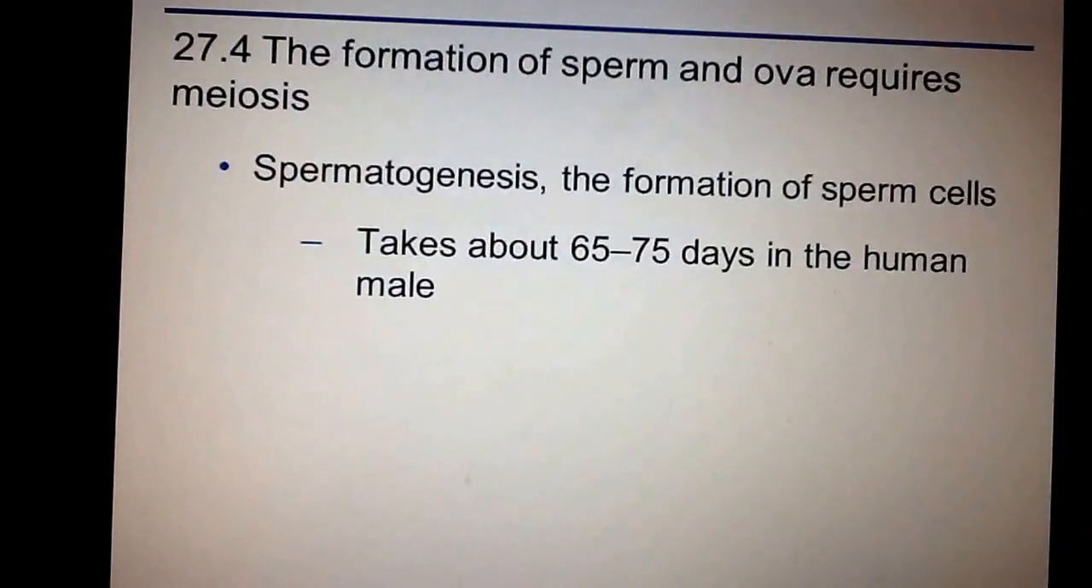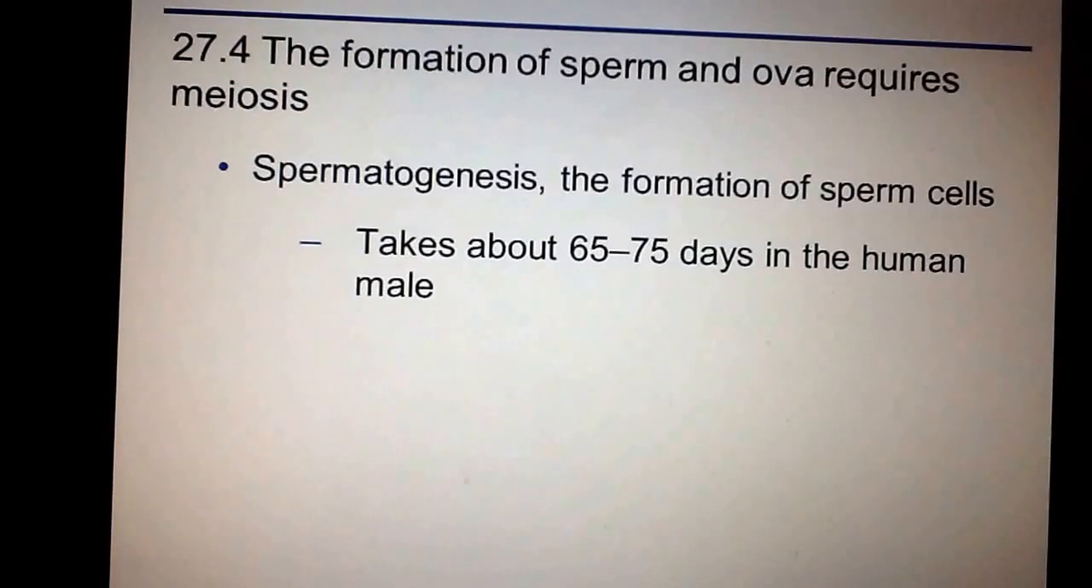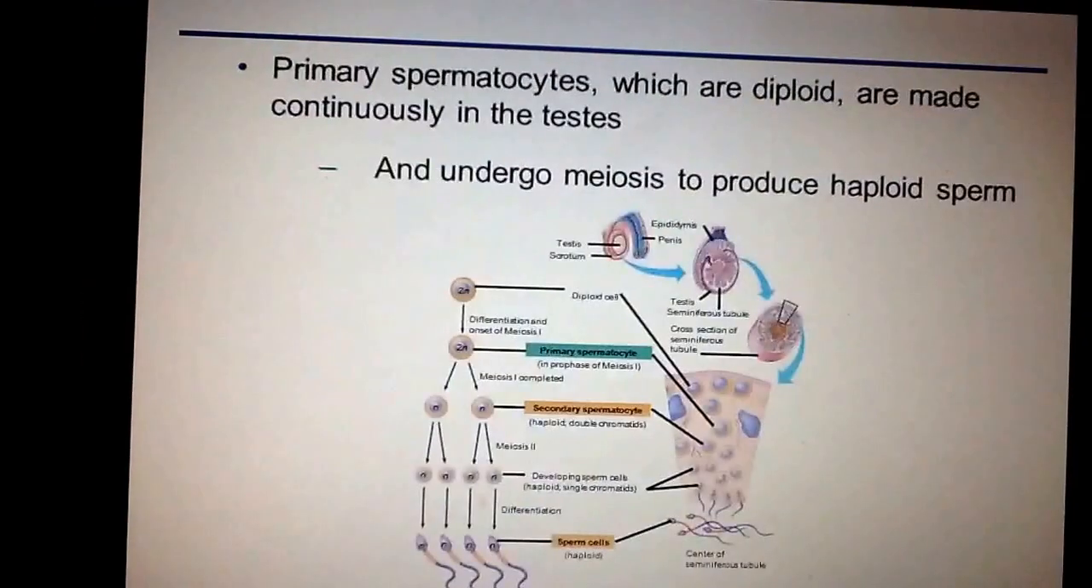Now, when we're looking at the formation of sperm and the ova or eggs, it requires meiosis, so that the cell division that goes through 2 divisions takes 1 cell and makes it go from diploid to haploid. This is meiosis 1 and meiosis 2. In general, when we're making a sperm cell, it takes about 65 to 75 days to go through both stages of meiosis to form a sperm, a process that we call spermatogenesis.